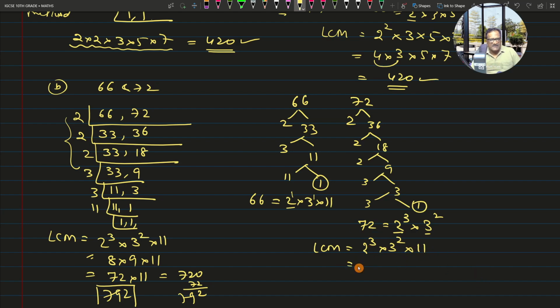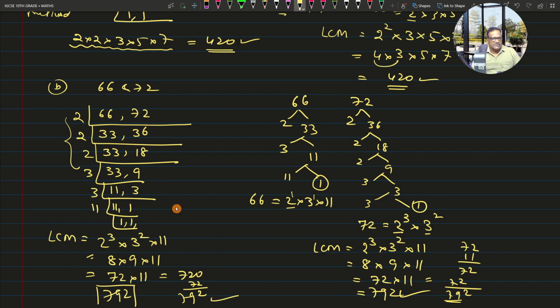Now this works out to 2 raised to 3, 8. 3 squared 9 into 11. This is 8 9s are 72. 72 into 11. And 72 into 11 works out to 792. So this is the LCM 792. So by this method also you are getting 792. This is prime factorization method. And by the other method also you are getting 792. This is long division method.